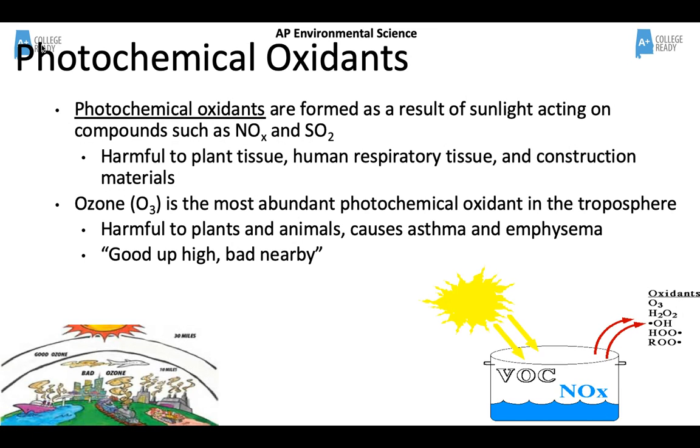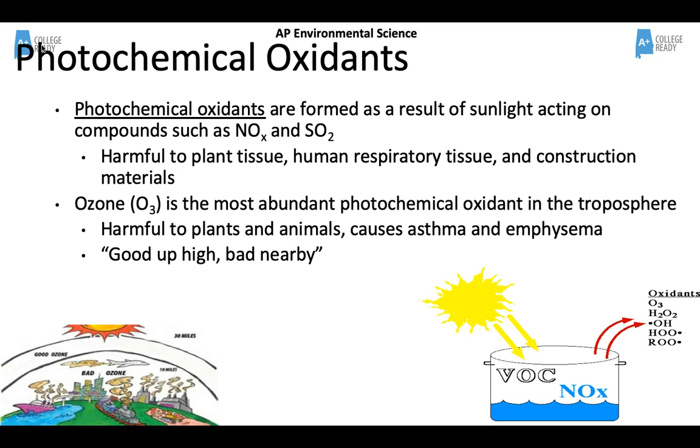So, to start, photochemical oxidants. This is just when sunlight acts on certain compounds that we talked about in our previous lecture, like nitrogen oxide and sulfur dioxide. Like we said, they are harmful to plant tissue, human respiratory tissue, and construction materials, so they can damage buildings and people and plants. Ozone, O3, is the most abundant photochemical oxidant in the troposphere. It's harmful to plants and animals, causes asthma and emphysema.